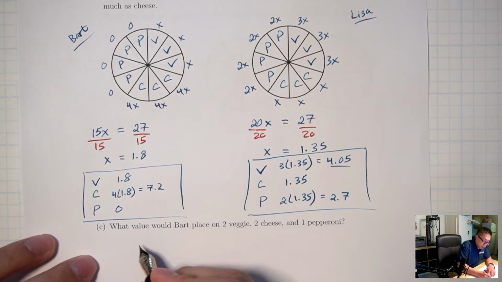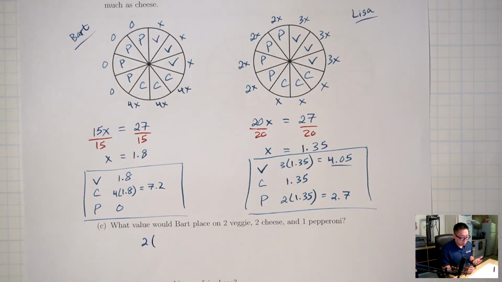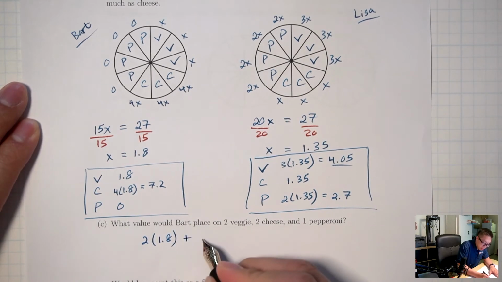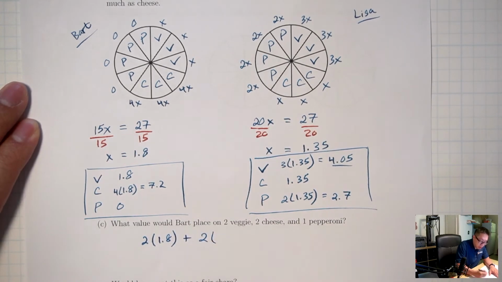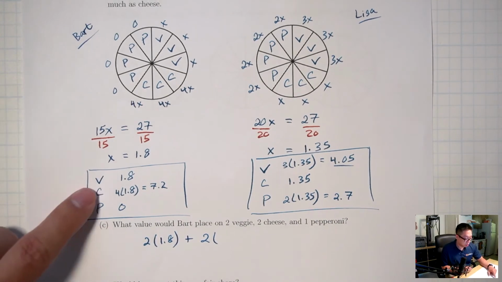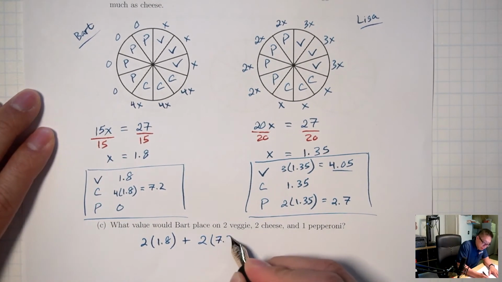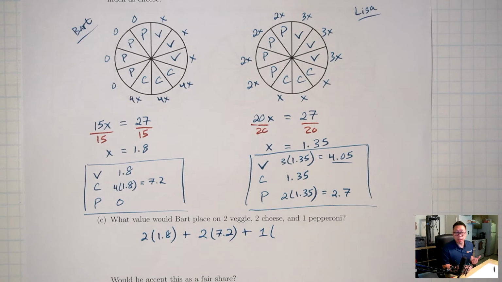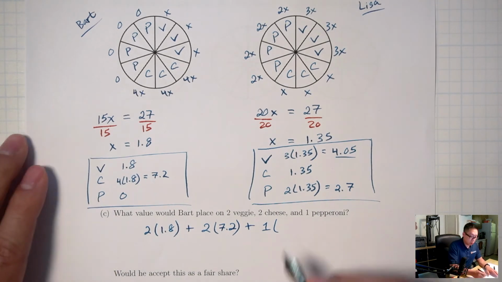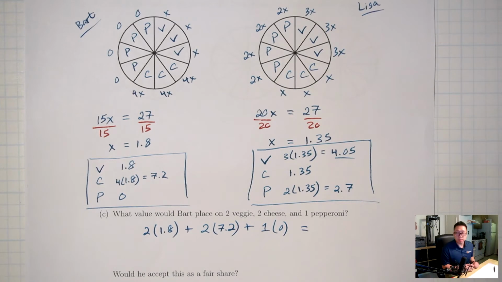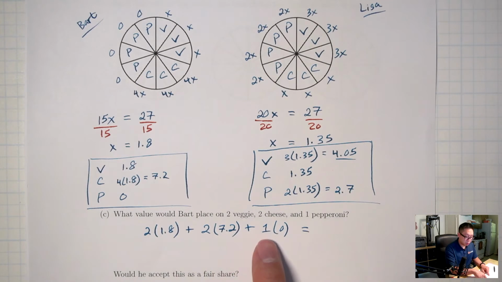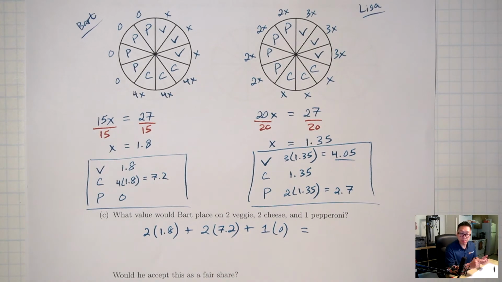2 veggies, so 2 times. He values the veggie 1.8, so 2 times 1.8, plus 2 cheese. How much did he value cheese? He values the cheese 7.2, plus 1 pepperoni, so 1 times. How much did he value the pepperoni? Pepperoni was 0, so 1 times 0. Okay, so 2 times the value of the veggie plus 2 times the value of the cheese plus 1 times the value of the pepperoni. So that's for Bart, his value of 2 veggie, 2 cheese, and 1 pepperoni.